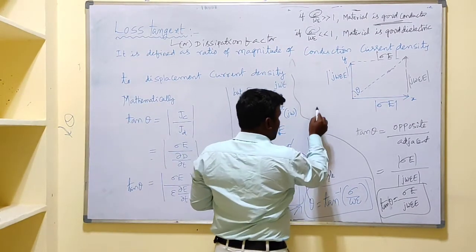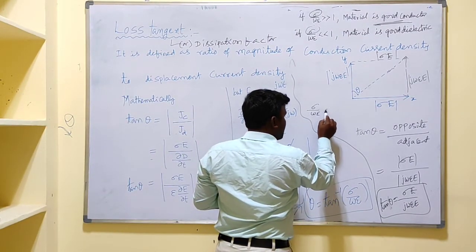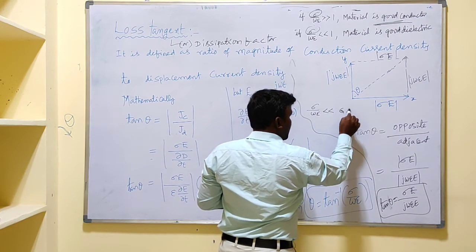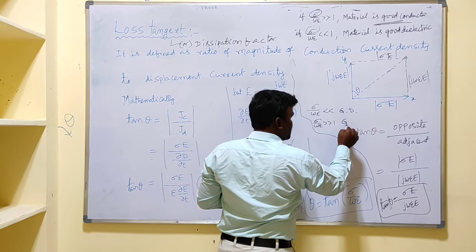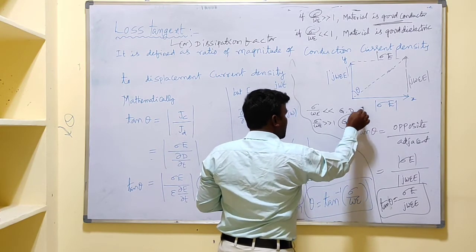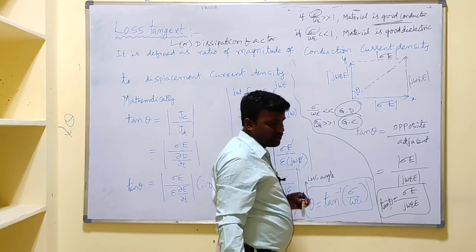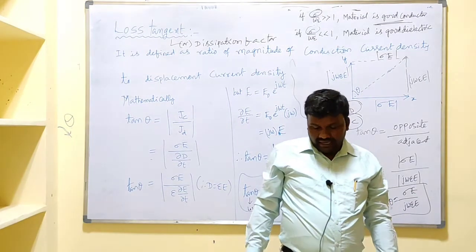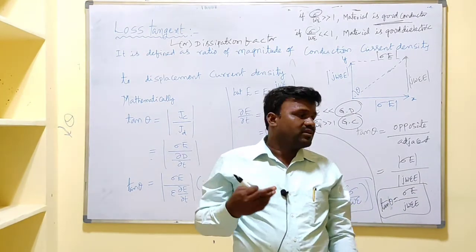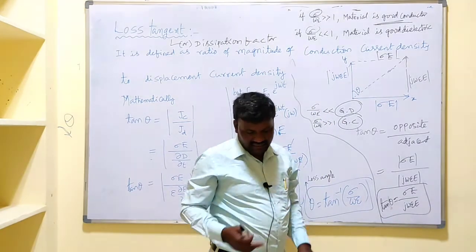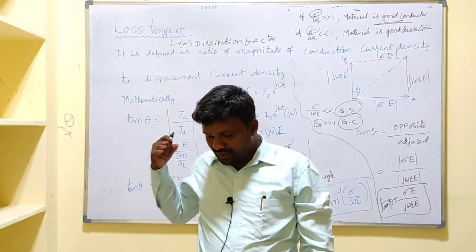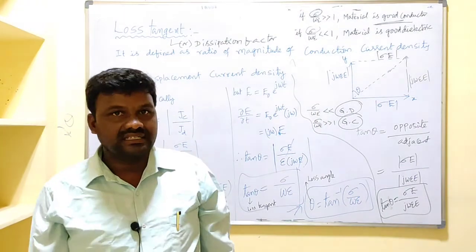If you have sigma by omega epsilon less than 1, it is a good dielectric. If you have sigma by omega epsilon greater than 1, it is a good conductor. To decide whether the given material is a good dielectric or a good conductor, we need to determine this dissipation factor or loss tangent. This is all about the importance and the definition of our loss tangent.